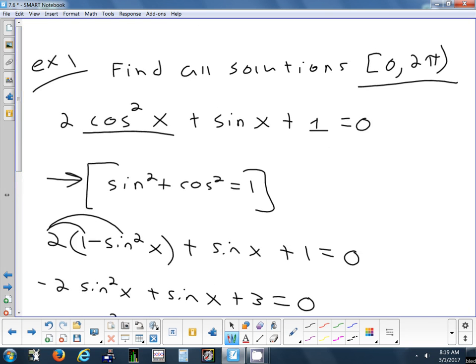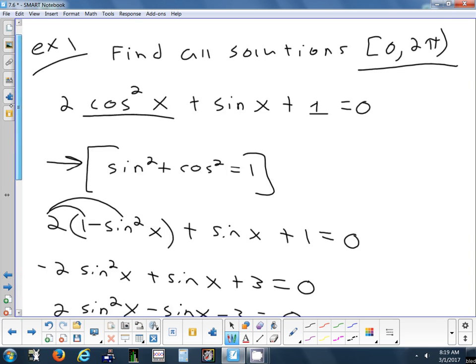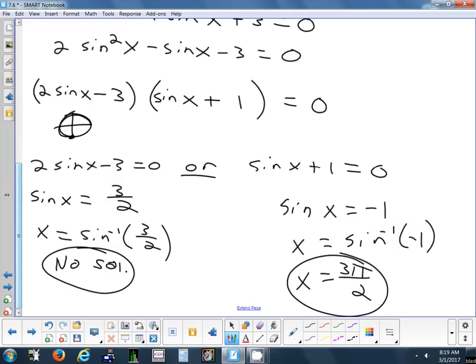It's between 0 and 6.28. 3 pi over 2 is about 4.7. If we get an answer that's not between what they said, then we don't have to write that either. But that is between what they said. Any questions on that one?